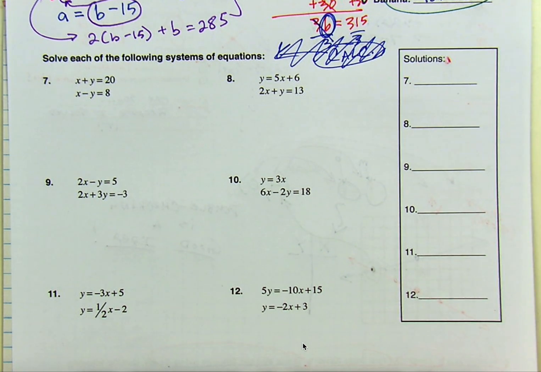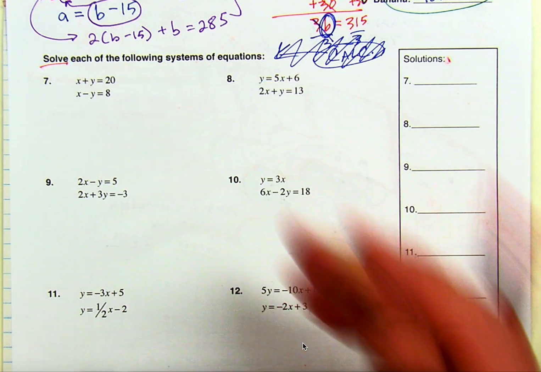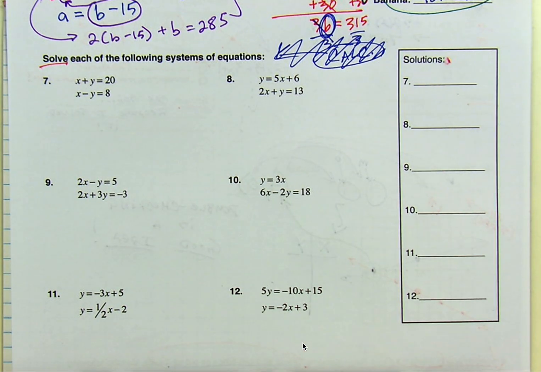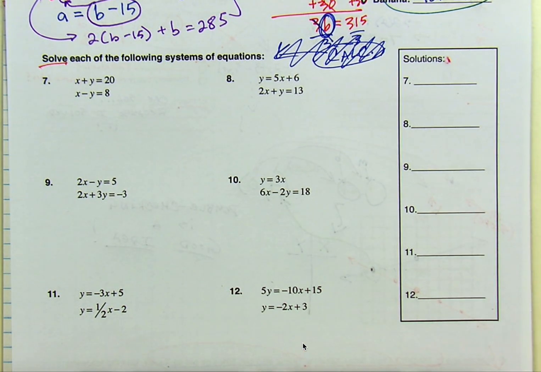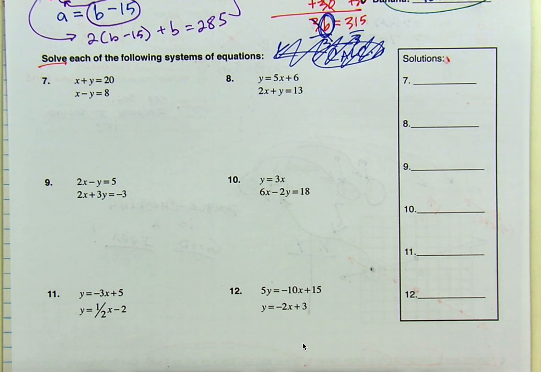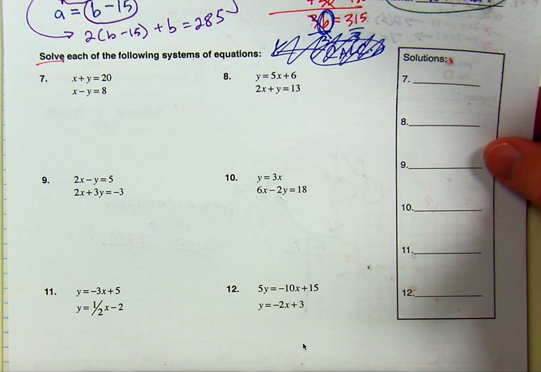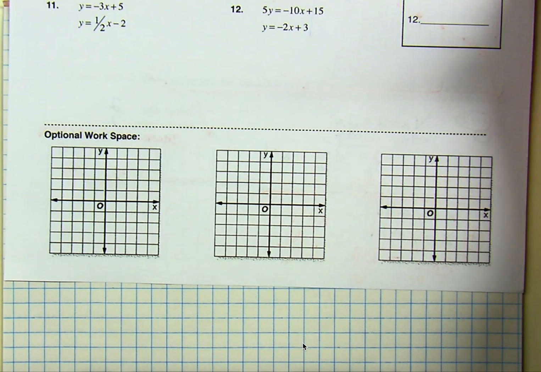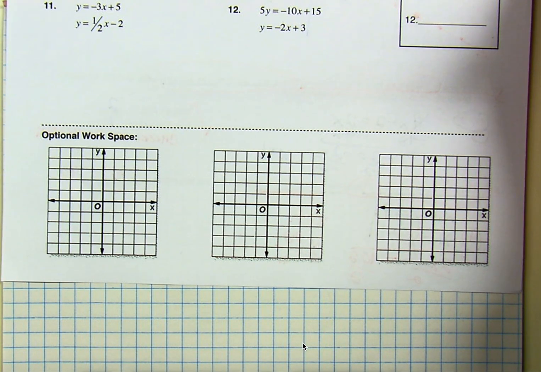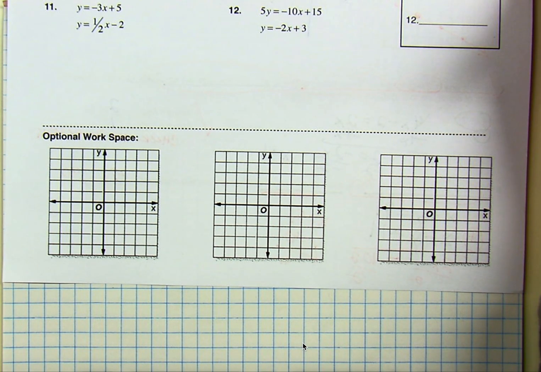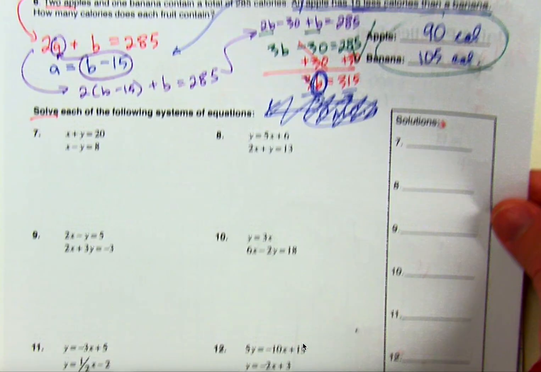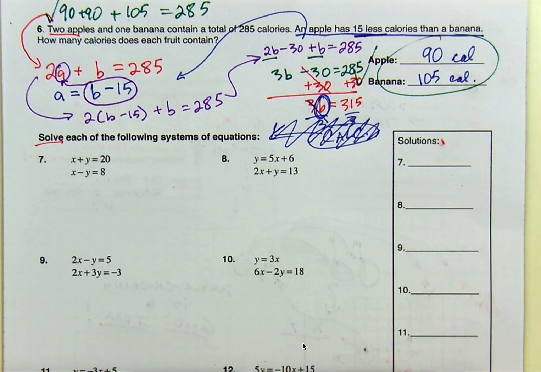It just says solve. Are you allowed to guess and check? Sure. Are you allowed to graph? Sure. Are you allowed to use elimination? Sure. Are you allowed to use substitution? Sure. You can do this however you want to. And if you like the graphing method, I even put some optional graphs there that you could use as scratch paper if you want to try the graphing method on any of these. So feel free to do the graphing method on any of those if you want to.